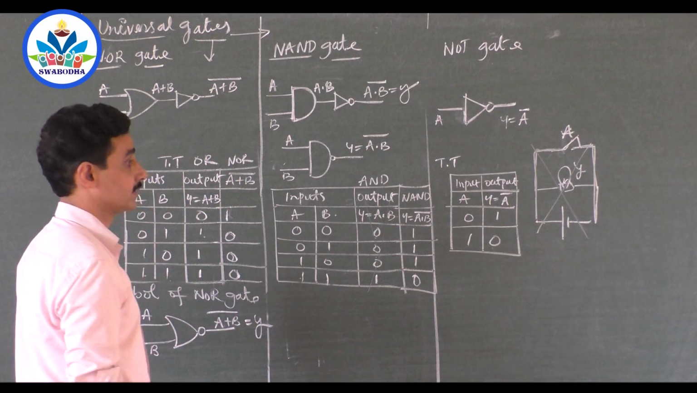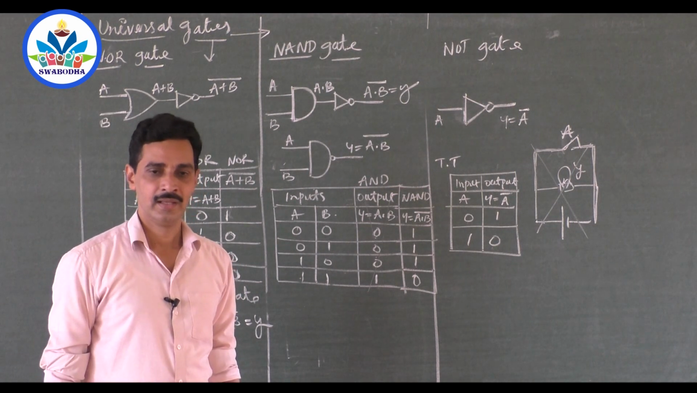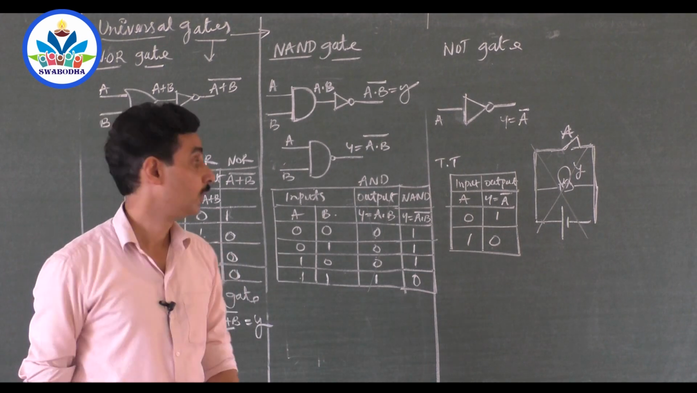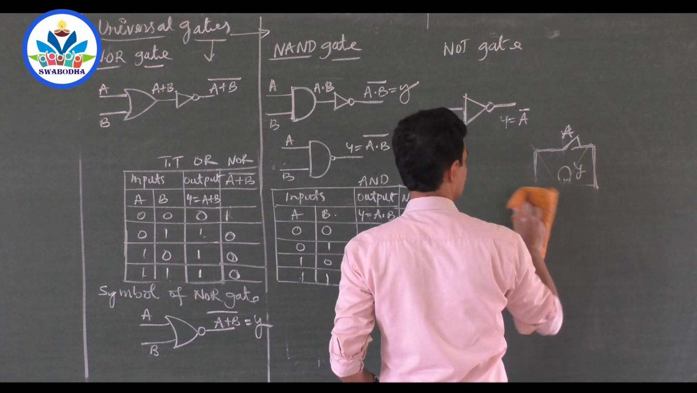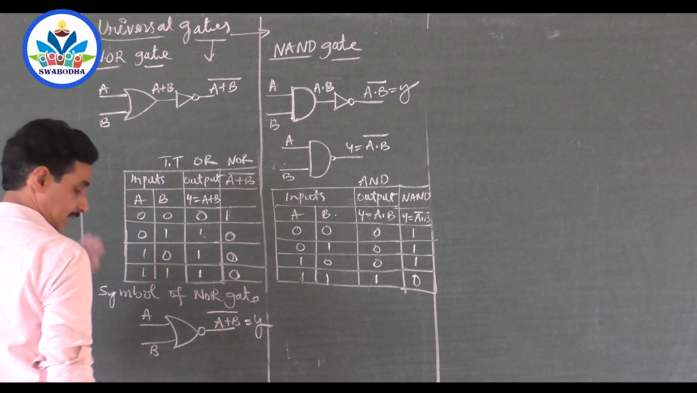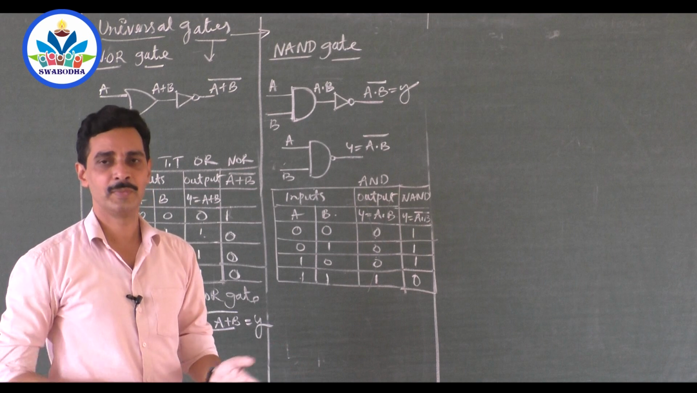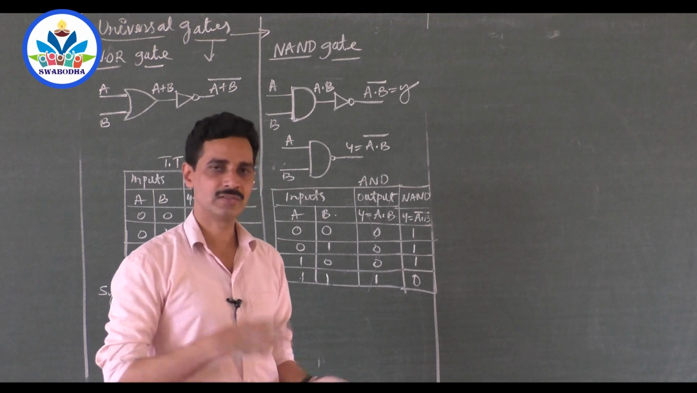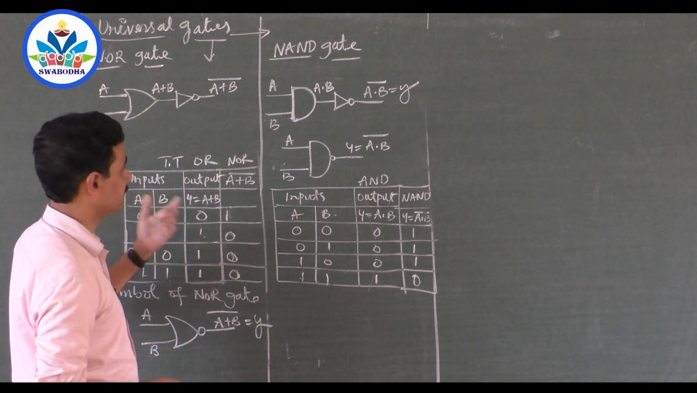Now you call them universal gates, correct? NAND and NOR gates are called universal gates. Prove it. Construct any type of gate using NAND and NOR gates. Using NAND gates, you must be able to get a NOT gate, an OR gate, and an AND gate. And even the other one, the NOR gate. Using the NOR gate, you must be able to get any other gate.